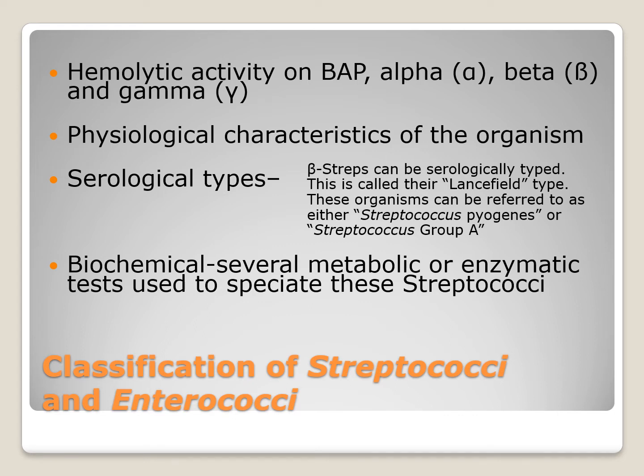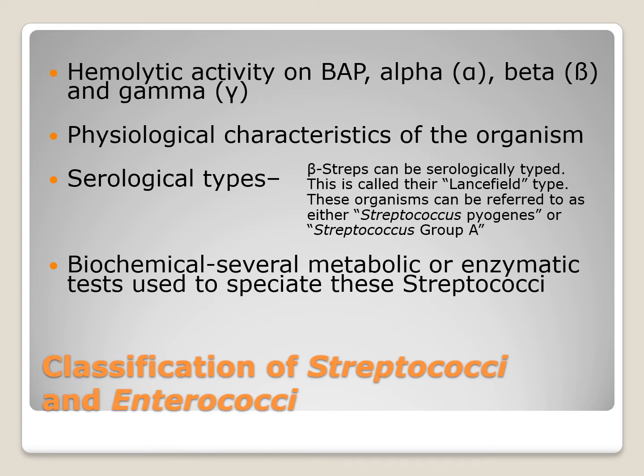Also, when we're attempting to identify Streptococcus and Enterococcus, we want to look at their physiological characteristics. Are they pus producing, or are they pyogenic? Are they necrotizing strains? These are all things that we have to ask ourselves when we're attempting to identify our Streptococcus and Enterococcus down to the species level. Then we can look at serological types. These are based on carbohydrates found on the walls of beta hemolytic Streptococcus.